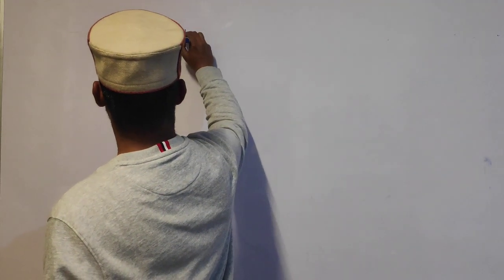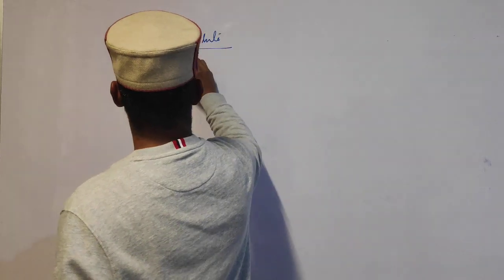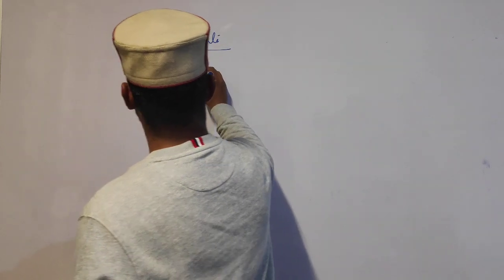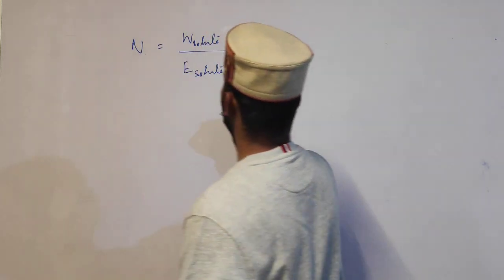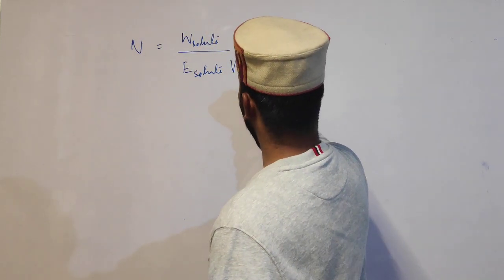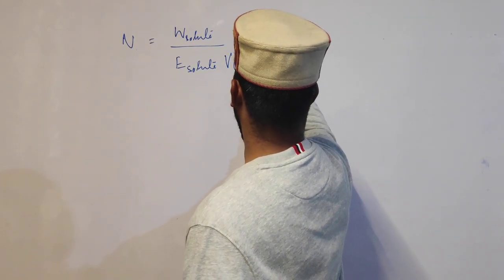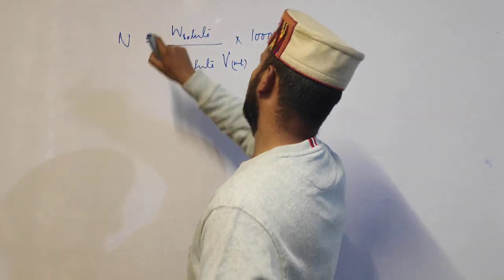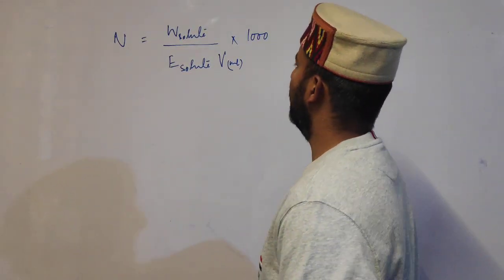Students, so normality is what? Weight of solute upon equivalent weight of solute, divided by volume of solution, say in milliliter, into 1000. And students, we are taking weights in grams. So this is how we find normality.